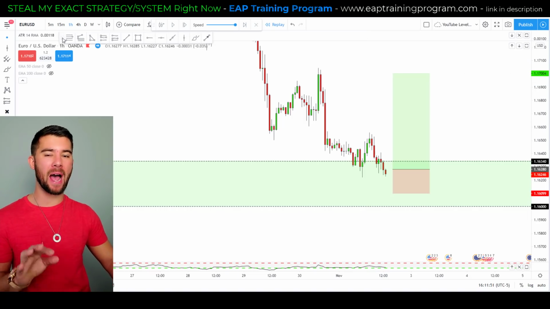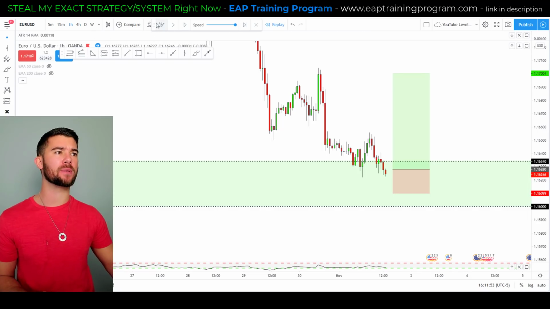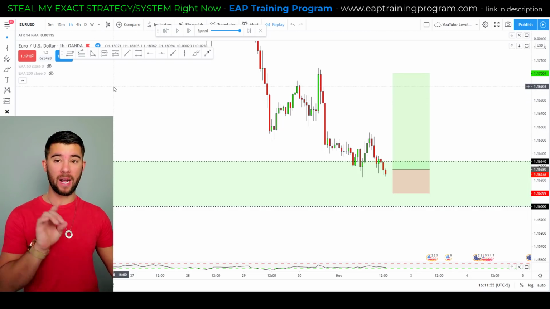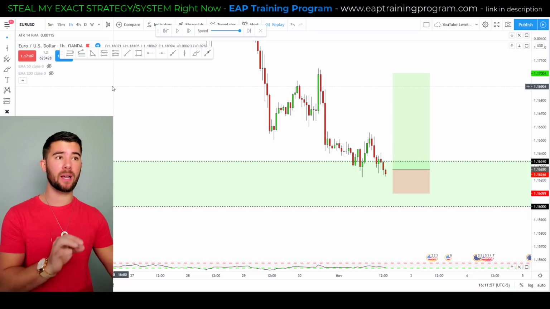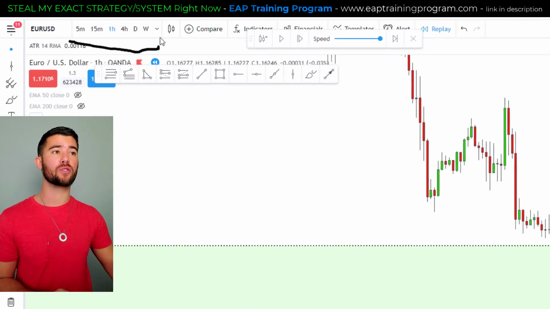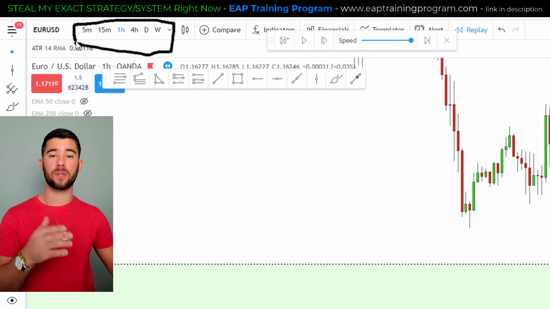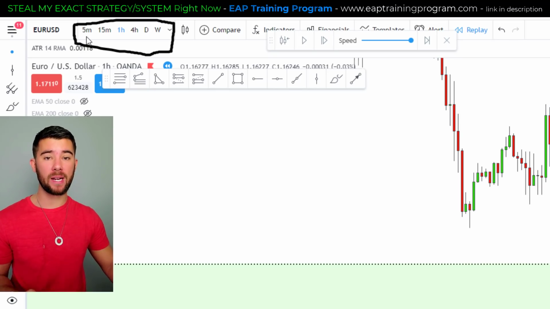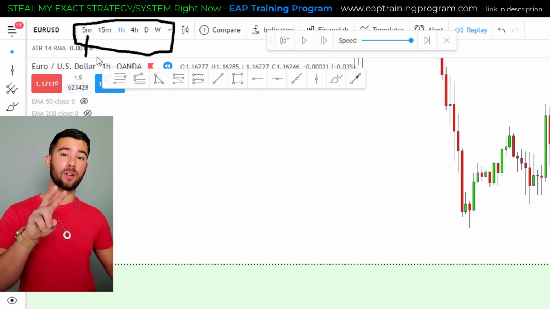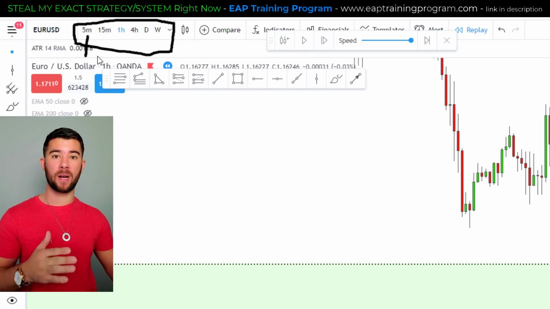Now let's talk about how. How do you utilize multiple time frames? Well, to do so, what I personally do, look at the top left corner of my screen right up here. I'll zoom in on it for you, and I'm going to go through this really quickly. If I'm taking my entry, stop, and target on a 5-minute time frame, then I look up 2 time frames for my structure levels.